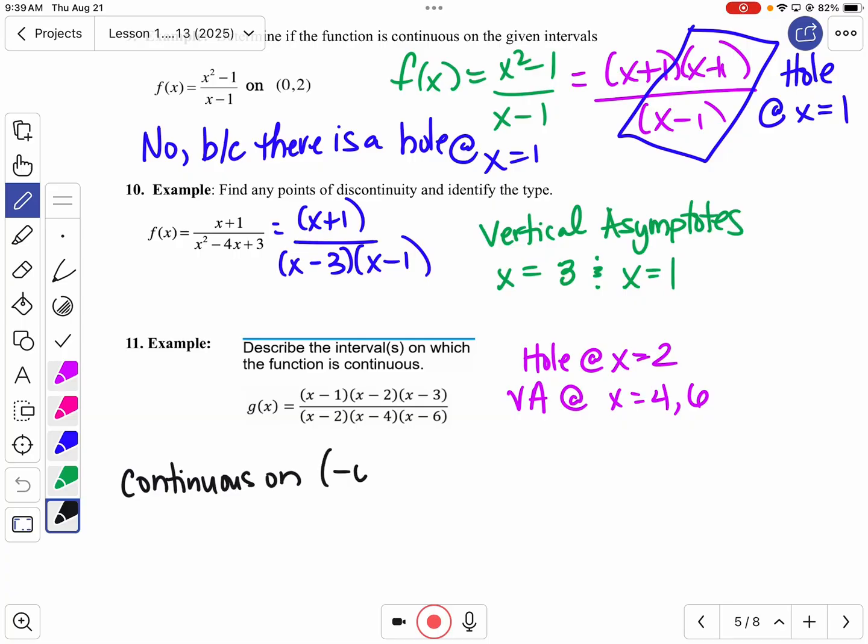We're going to start at negative infinity because we're good until we get to 2. And then we're good from 2 to 4. Then we're good from 4 to 6. And then we're good everywhere after 6. So it would actually take all of that to show all of your intervals of continuity. So basically we just leave out what's a mess. Make sense? Okay, so we're going to stop there.